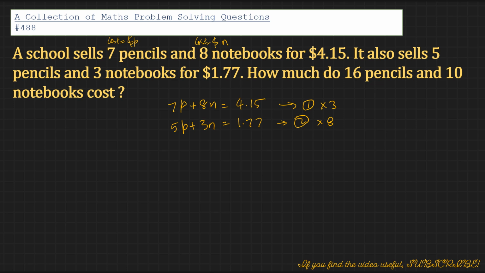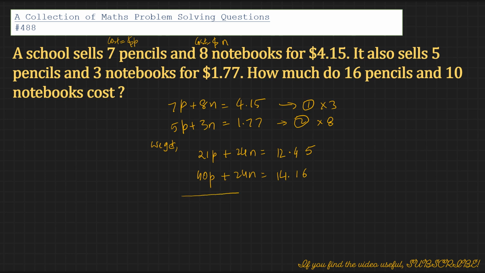So then what we get is 7 times 3 is 21P plus 8 times 3 is 24N equals 4.15 multiplied by 3, so it's 12.45. And 5 times 8 is 40P plus 24N equals 1.77 times 8, which is 14.16. So that's what we get.